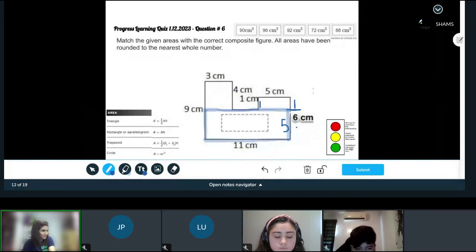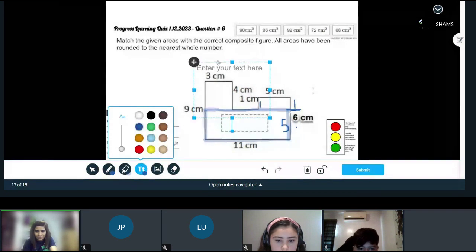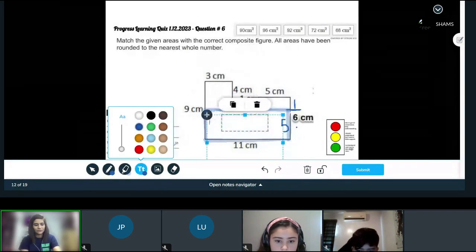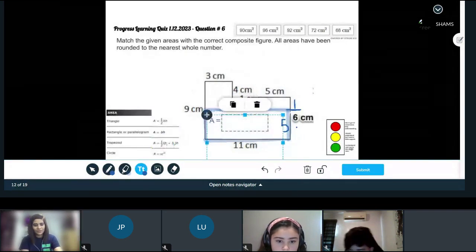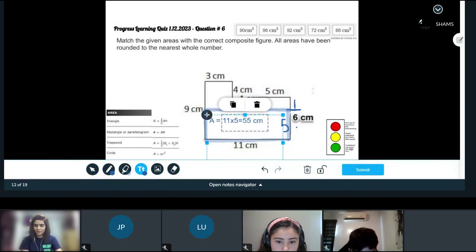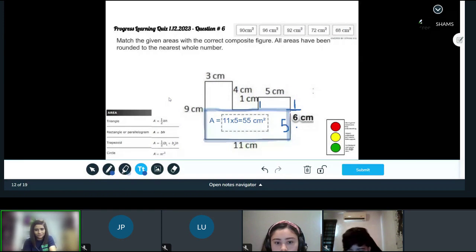Yes, Lean, very good. Lean also split it this way. So I can find the area of the blue rectangle by doing 5 times 11, right? So the blue rectangle turns out to be base being 11, height being 5, total area being 55. And square symbol over here. Any questions?